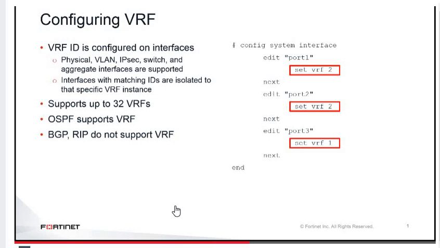This slide shows the commands required to configure a VRF ID on an interface. The VRF ID is an integer between 0 and 31. OSPF is the only dynamic routing protocol that supports VRF. Neither BGP nor RIP support VRF.